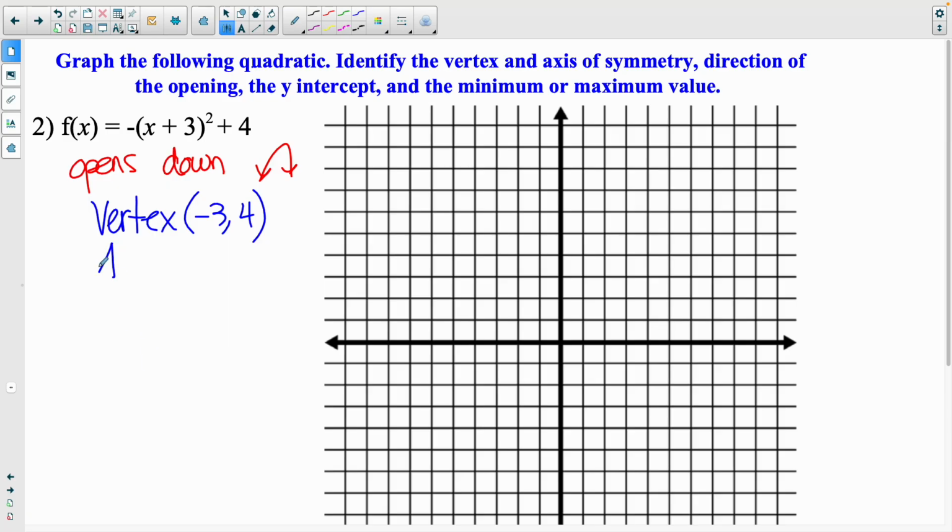So that means we also have our axis of symmetry. Remember, it's always just x equals whatever the x coordinate of the vertex is. So I can graph that. And then -3, 4 puts our vertex up here.